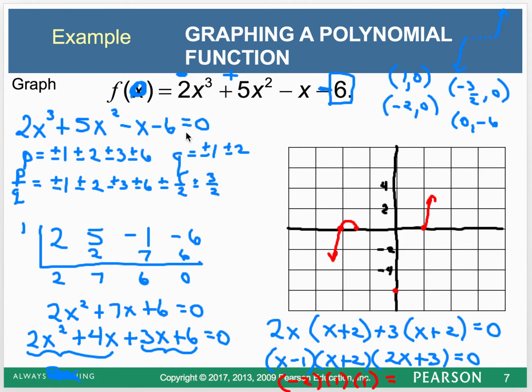Notice that's much easier than plugging in up here. I could have done synthetic division with negative 1. That also would have been pretty easy. But I can see this is negative 2, so that point is right there. If I needed a more precise graph, I would plug in 1/2 here. But we're not going to go to so much trouble that we have to plug in those fraction values.